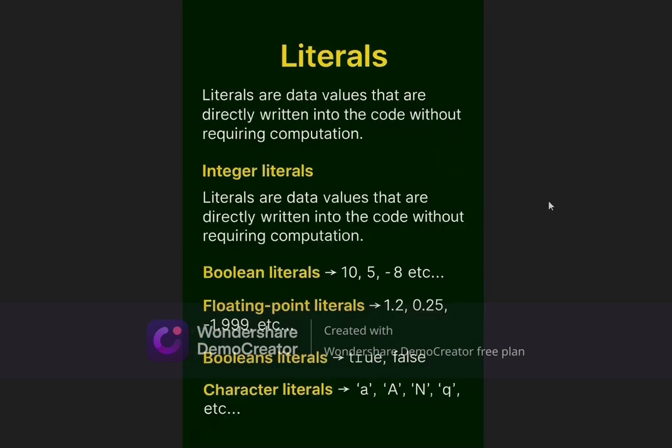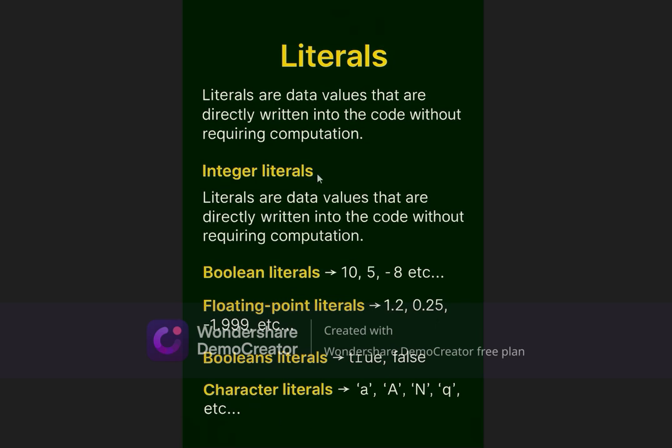Now we will see what are literals. Literals are data values that are directly written into the code without requiring computation. In literal, we have five types. One is integer literal, second one is floating point literal, third one is Boolean literal, fourth one is character literal, and fifth one is string literal. Here string literal is missing. Please make a note of it.